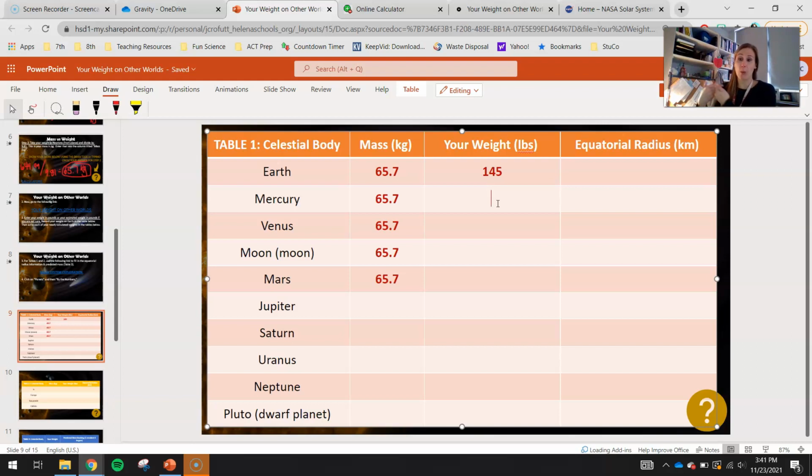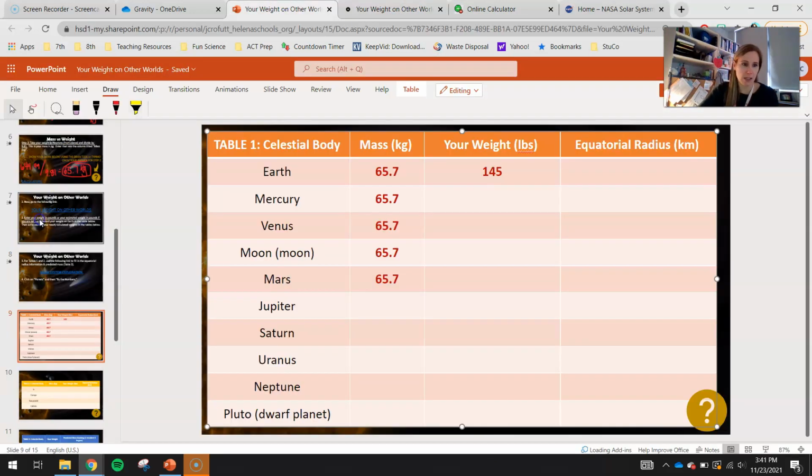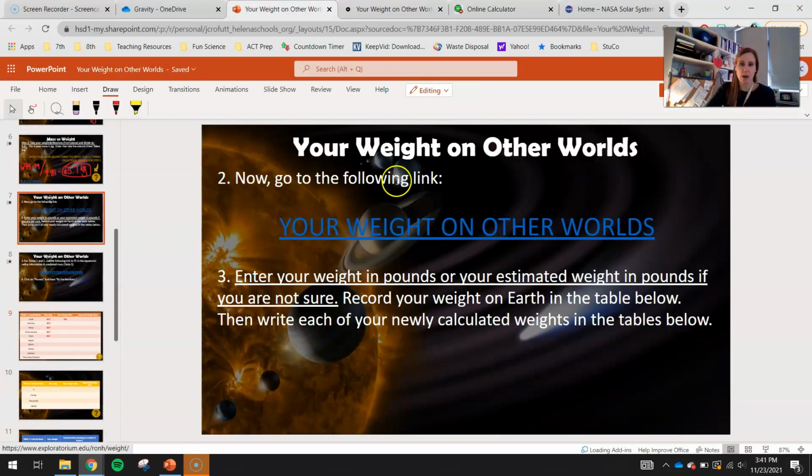Or do you think I'm going to weigh more if I go to Mercury? Okay, so for this next part, you guys are going to use this link right here. If you go to slide 7, go to the following link, your weight on other worlds. Enter your weight in pounds, or your estimated weight if you aren't quite sure what your weight was. Record your weight on Earth in the table below. You obviously want to use the same weight that you used to calculate your mass on the first couple of slides. Okay, so let's take a look.